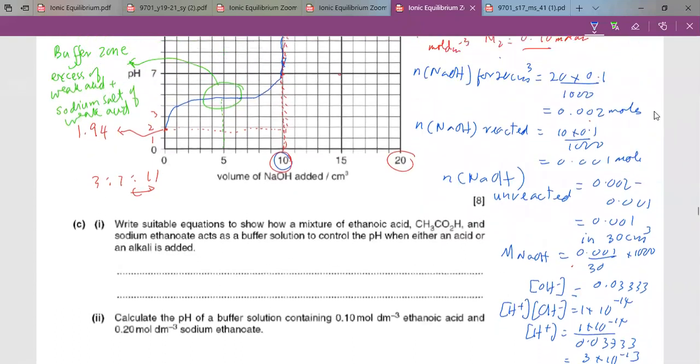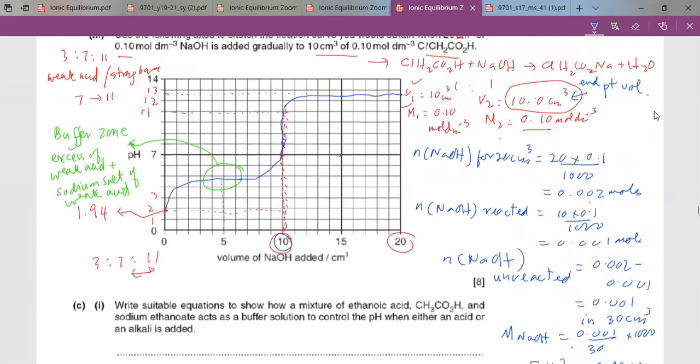Now again here. How to find the pH at the end point at 20? If you use this one here, number of moles of NaOH for 20 cm³, that means before you add any acid, is equal to MV per 1000. So this is the volume 20, and the molarity is 0.1, so 0.002 moles. Number of moles of NaOH reacted, of course, is from the 10 cm³, so volume is 10 times 0.1 per 1000. So this is reacted, this is the total used. That means unreacted is 0.001.